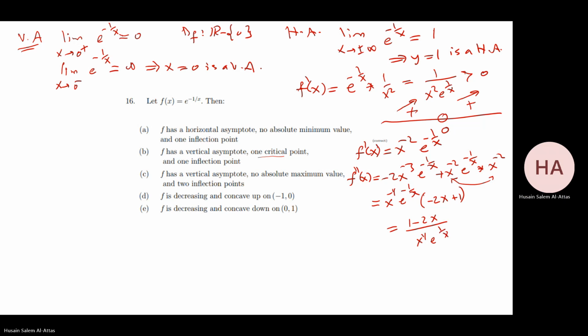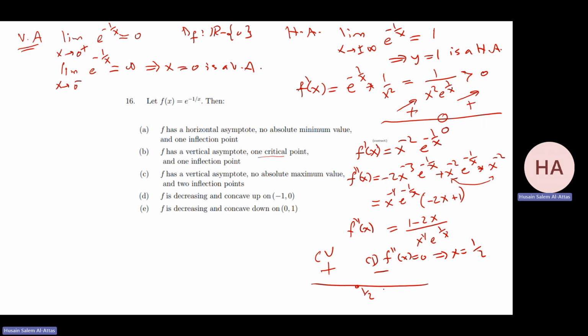Okay. So I can check f double prime equal to 0. So I have x equals half. So I can mark the half. Before half, it will be positive, after it will be negative. So it's concave up, then concave down. So for sure, this one is an inflection point.